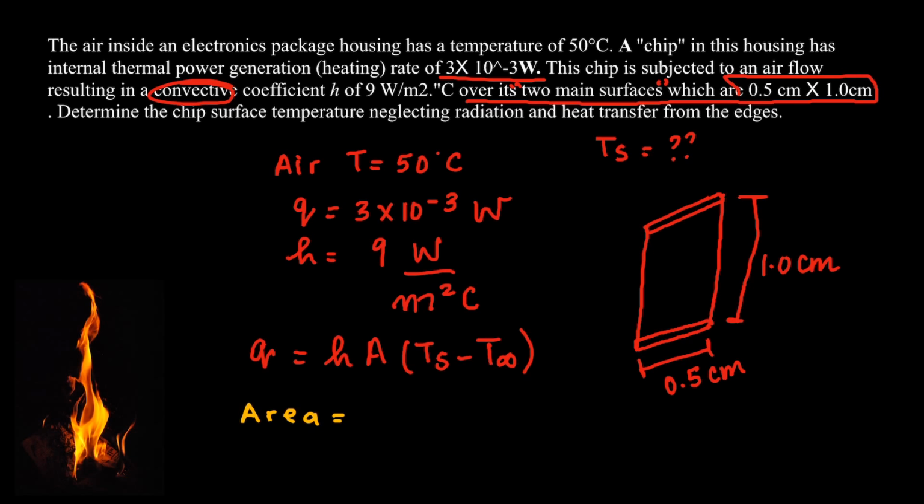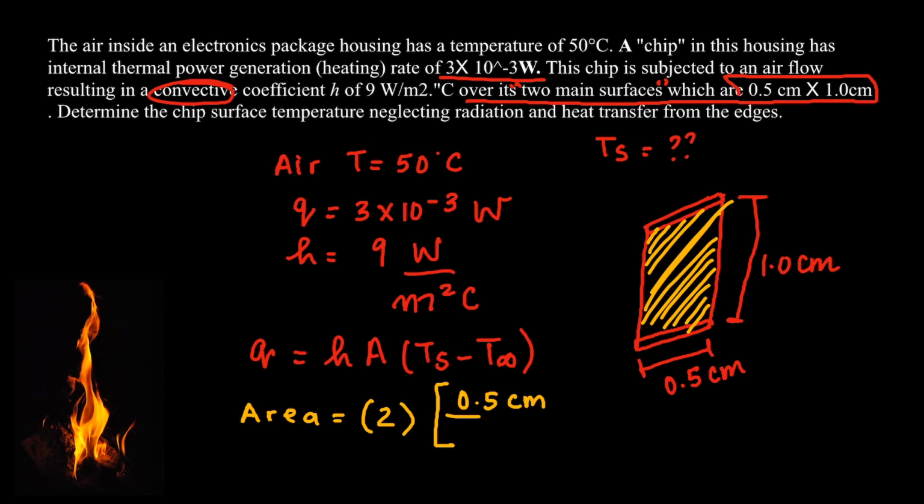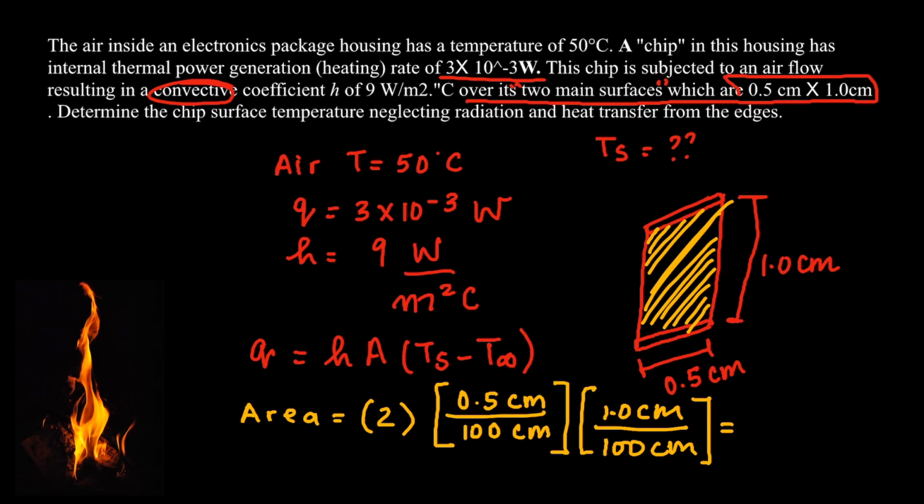So area is the surface area. So you would take 0.5 times 1.0, right? That's one area, but it's going to two main surfaces, so you just multiply it by 2. But I would recommend you convert everything to meters squared or meters, so you don't have to worry about it later. So 2, which is two main surfaces, times 0.5 centimeter divided by 100 centimeters to convert to meters, multiplied by 1.0 centimeter divided by 100 centimeters. Plug everything in that calculator, you get 10 to the negative 4 meters squared.